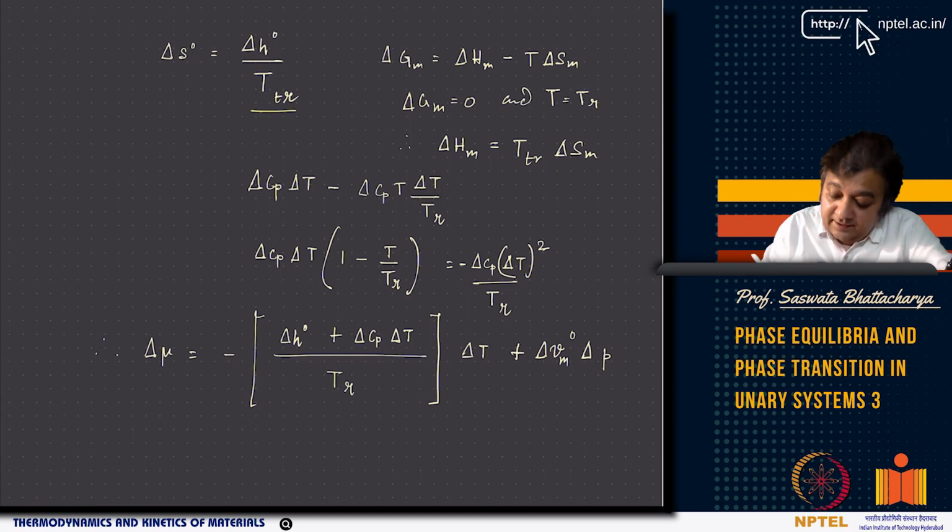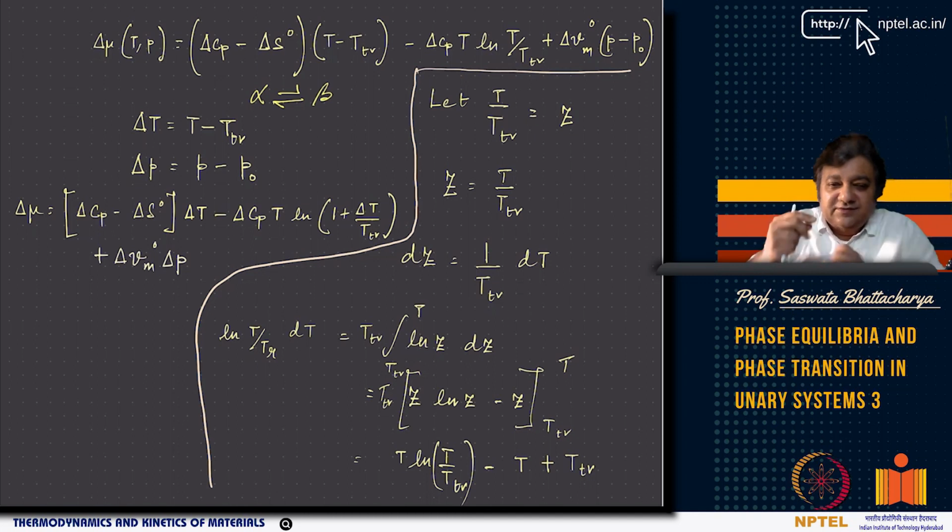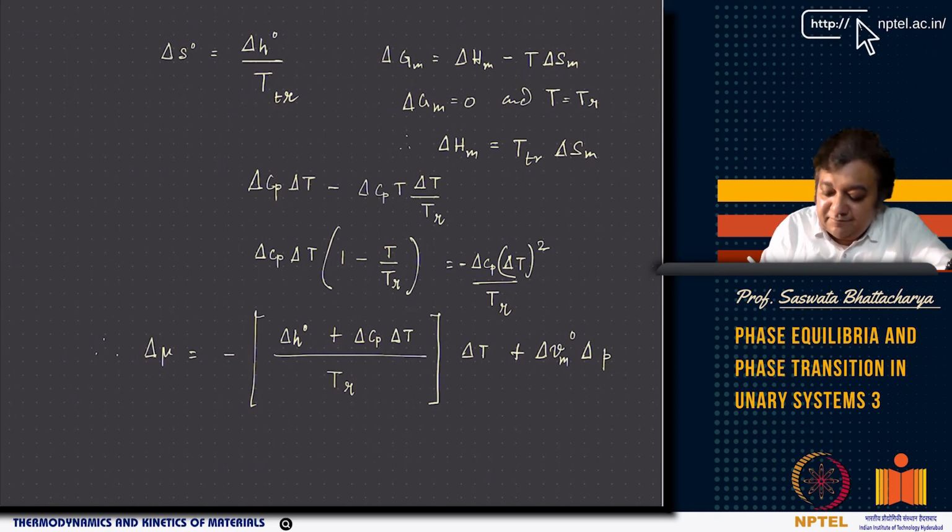As we know, we have taken only the first term. So ln 1 plus x is x plus x squared by 2 factorial plus so on, but I am taking only delta T by TTR, because delta T by TTR is very, very small. The delta T that I am taking is really small, so it's a very small deviation from the transformation temperature. As a result, delta T by TTR is very small, and we can take only the first order term, the power 1.